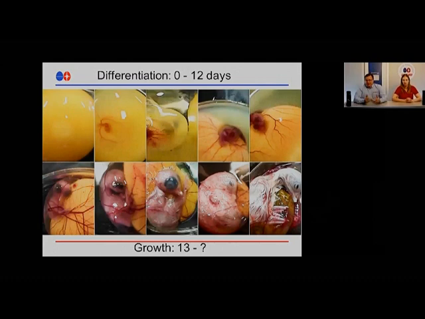I break it up into 2 distinct parts. This first, up to 12 days, is what we call differentiation. Differentiation is going to begin earlier than 12 days, obviously at 2 to 3 days, but there's parts that are still developing up to 12 days.